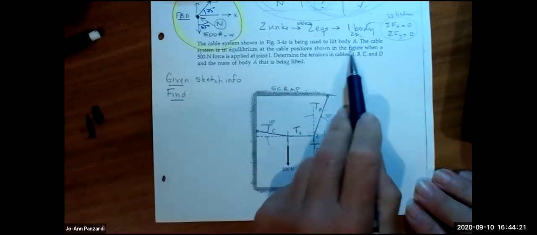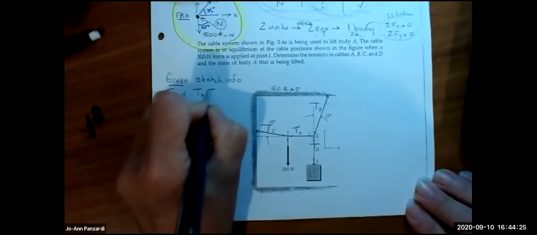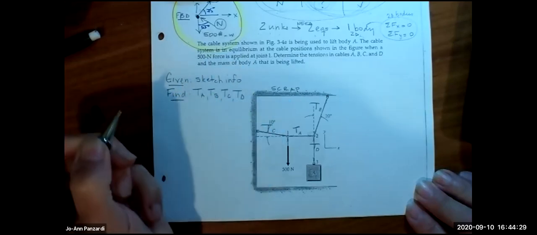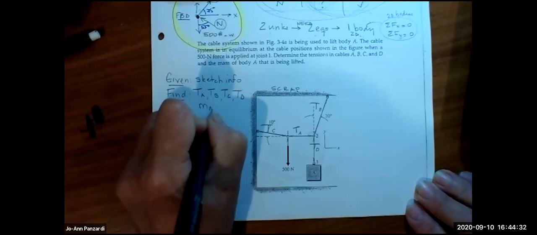What do they want us to find? Was it tension in A? Yeah, TA, TB, TC, TD, and they want us to find the mass of A.